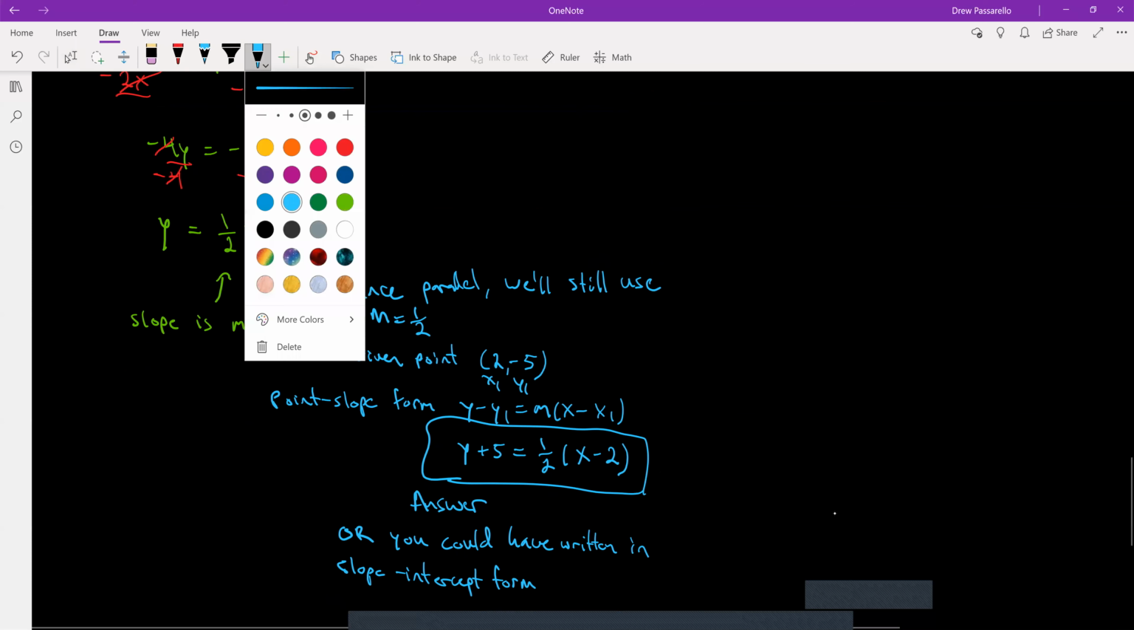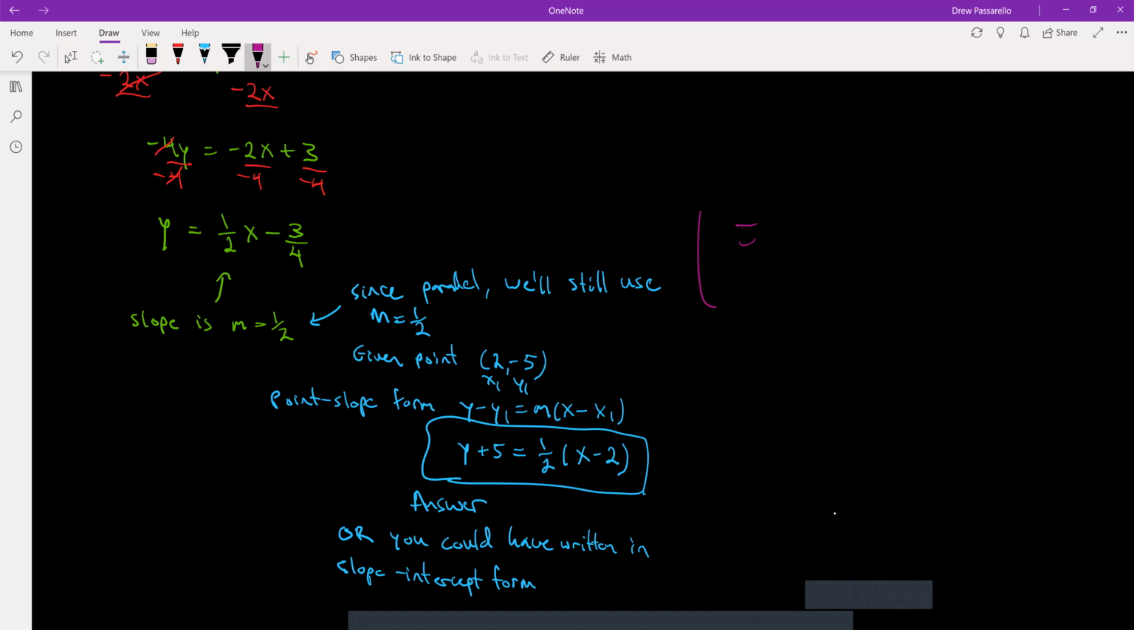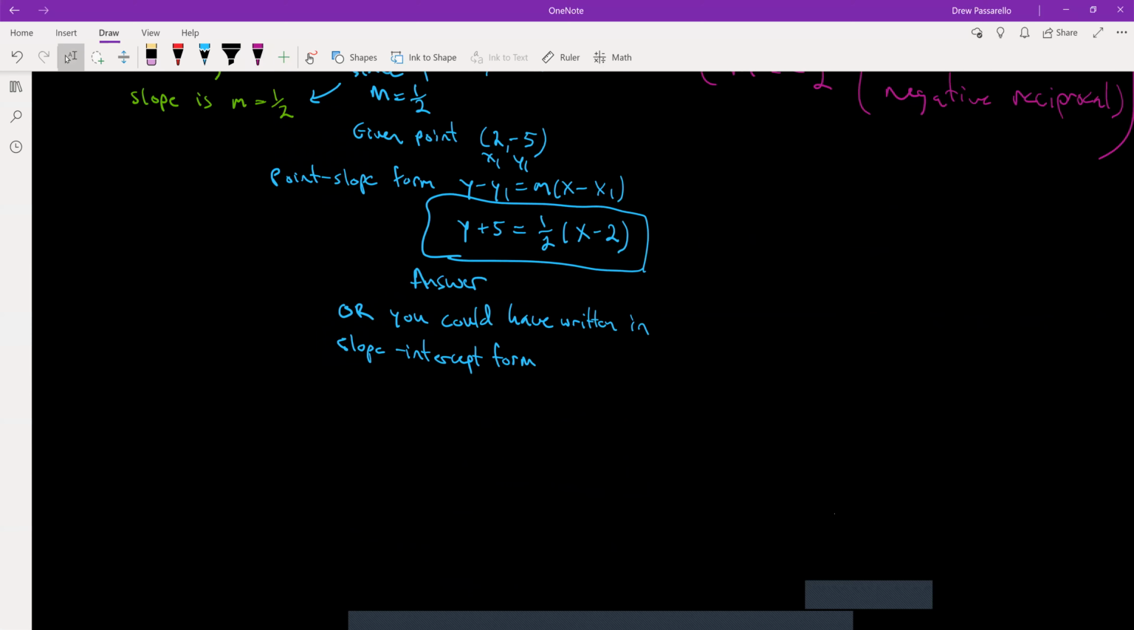Now, real quick, if they did ask for perpendicular, you would use m equals -2, right? That's the negative reciprocal of 1/2. So you flip 1/2 to 2/1 and change the sign. All right, I'm going to do one more and then make a part 4.